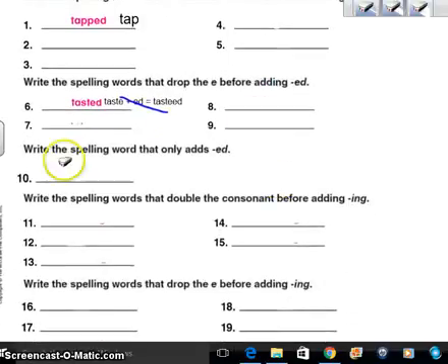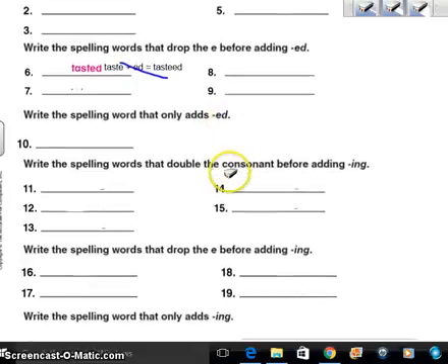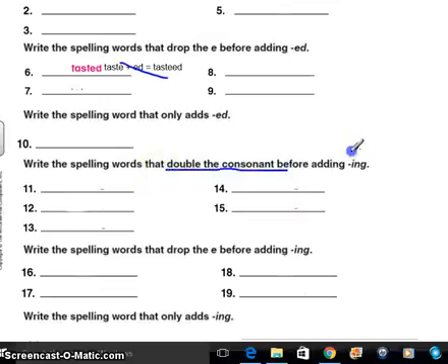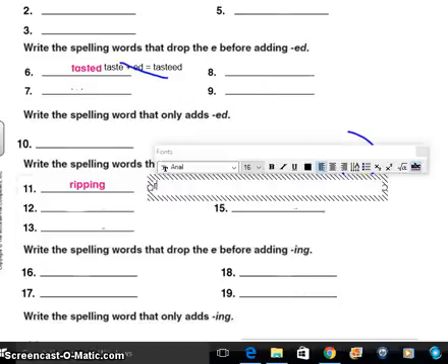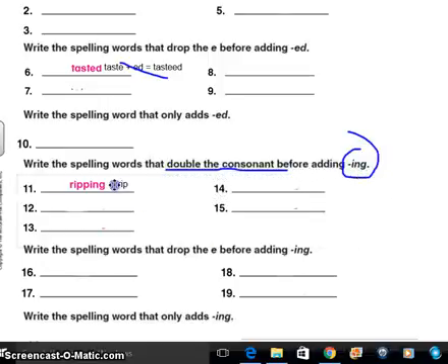I'm going to skip the next one because it says write the spelling word that only adds ed, because there's only one, so I think you can handle it. You're going to write the spelling words that double the consonant before adding ing. So for instance, one example would be ripping. Okay, so the word without an ending is just rip. So I would need to double the consonant in order to add ing.